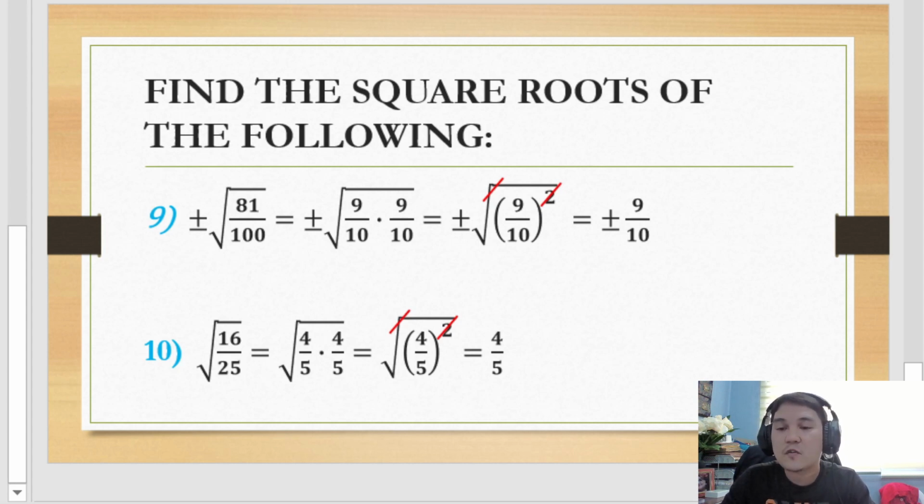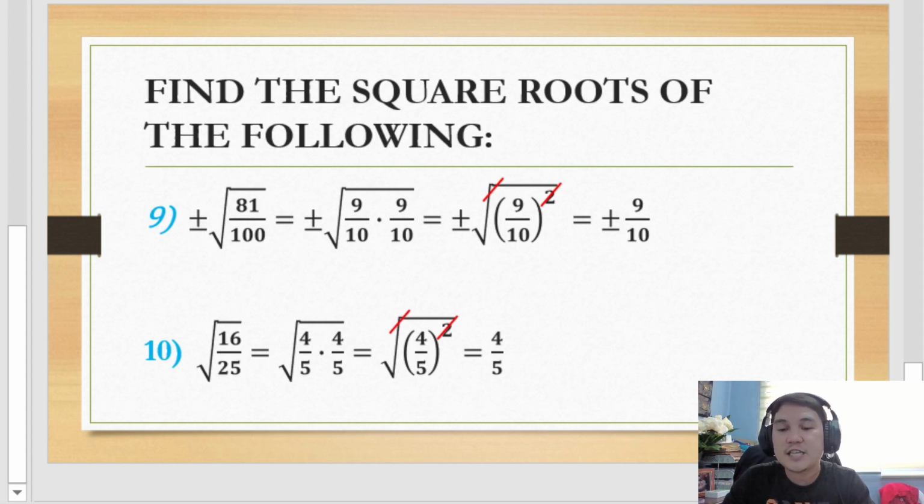So this 9 over 10 times 9 over 10, if we will change this into its exponential form, it will give us 9 over 10 squared. And then we will cancel out the radical sign and the exponent. And the final answer here will be positive and negative 9 tenths. And then the final number, we have number 10.